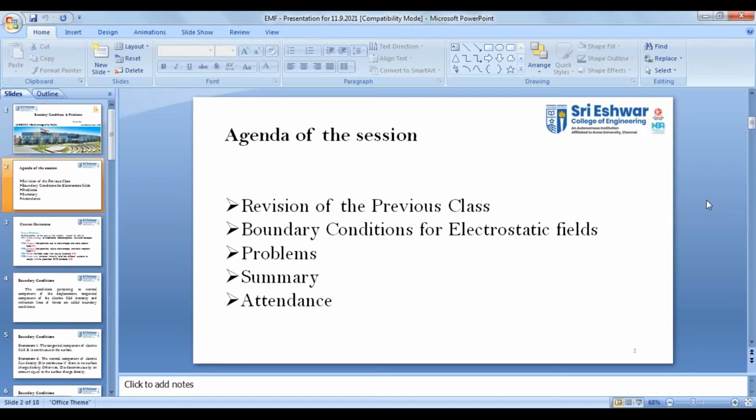And we know some basic relationships. D is equal to epsilon into E is one such relationship. D is equal to psi by A, because electric flux per area is electric flux density. So obviously we get psi by A, and from Gauss law, psi is equal to Q. So it becomes Q by A.